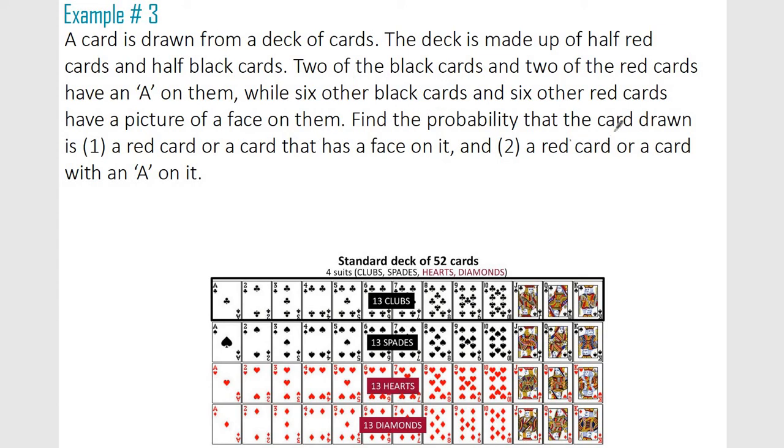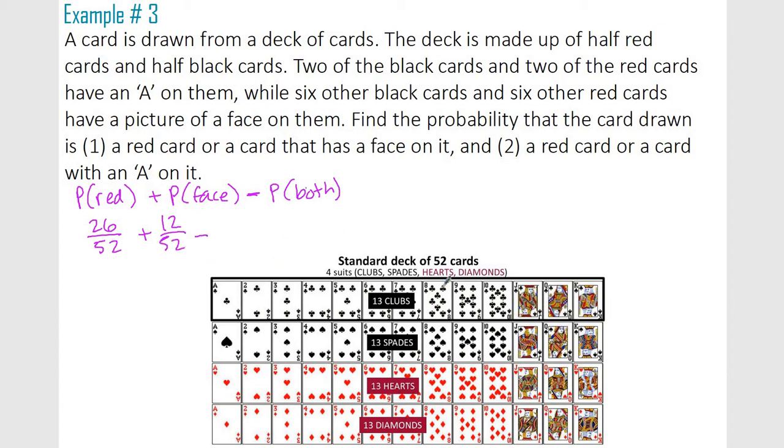So now we want to find the probability that the card drawn is a red card or a card that has a face on it. So we do the probability that it is red plus the probability that it is a face card minus the probability of both. So how many red cards do I have? 26 out of 52. How many face cards do I have? That's all these jacks, queens, and kings over here. So I have 12 face cards.